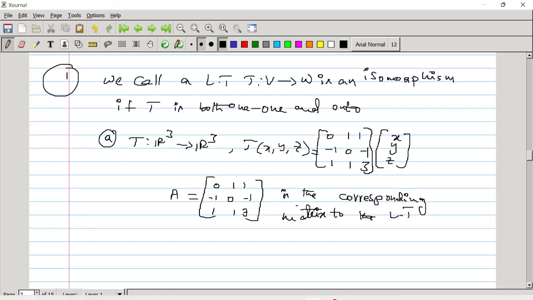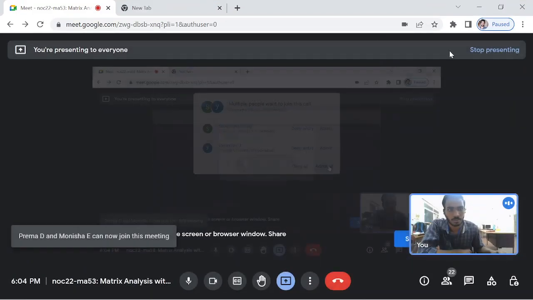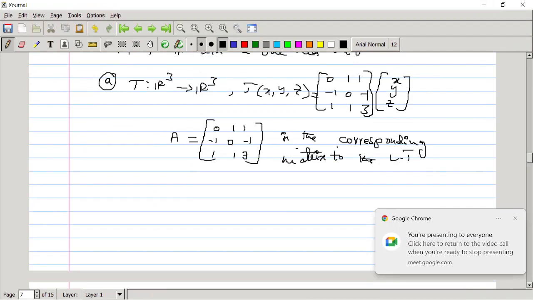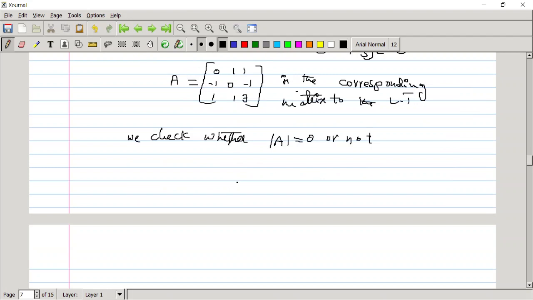To check it is one to one and onto, it is enough to check the determinant of this matrix, because whenever the determinant is not 0, the matrix is invertible, and hence it is one to one and onto. So we will just check whether determinant of A is 0 or not. From this we can say whether the linear transformation is one to one or not. I think you all know how to calculate the determinant of matrix A.